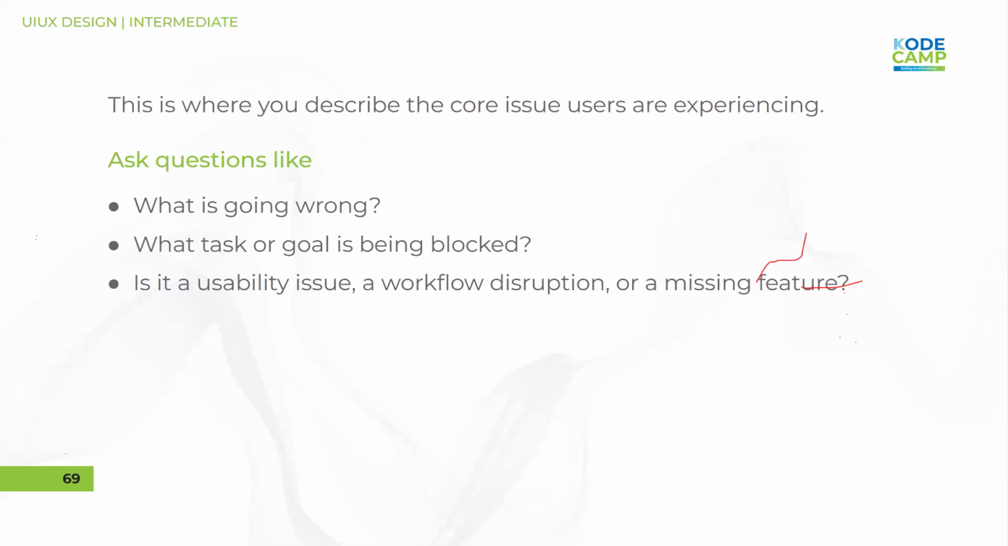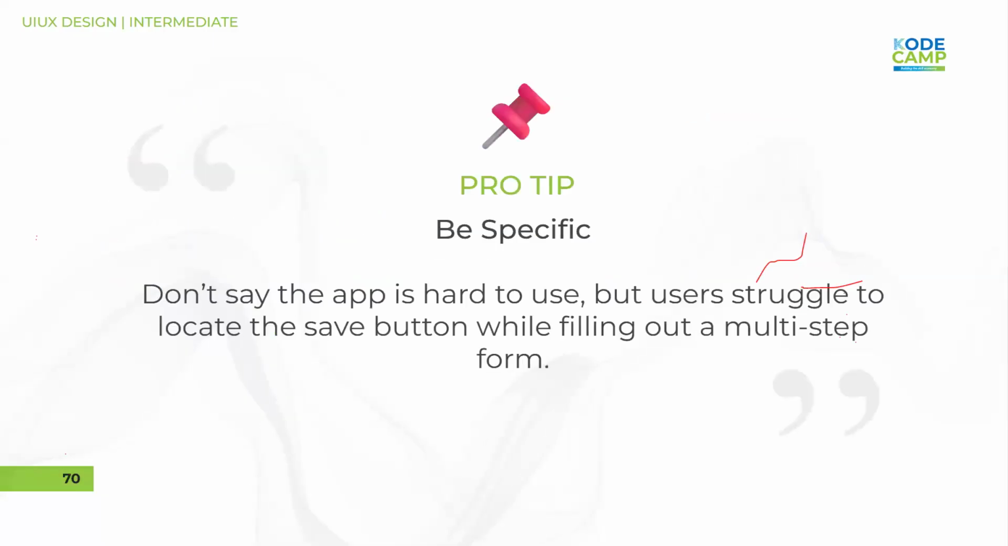So a statement could come up like, the app is confusing, and so users struggle to locate the save button during multi-step forms. So this could be a step, where we are saying be specific. When you are writing your problem statements, don't just say the app is hard to use, but say users struggle to locate the save button. Be specific. The app is hard to use.